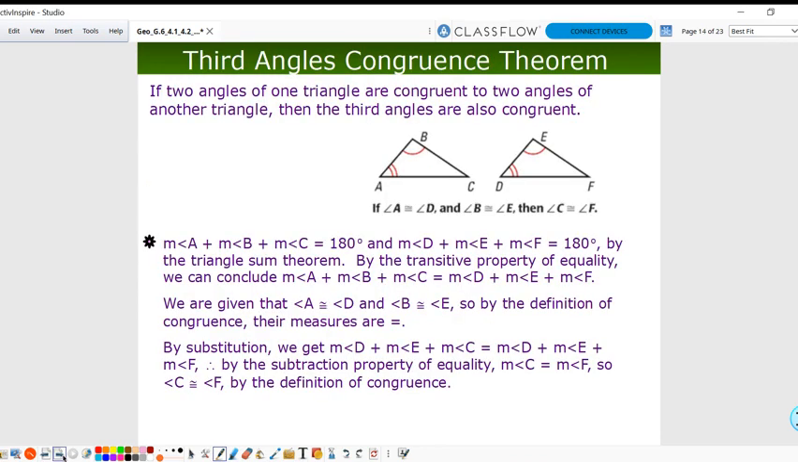We have the third angle congruence theorem. If two angles of one triangle are congruent to two angles of another triangle, then the third angle will be congruent to the third angle in the second triangle.